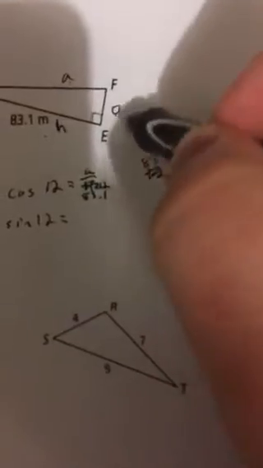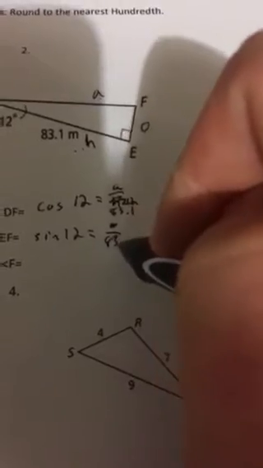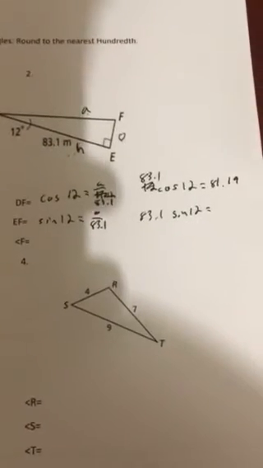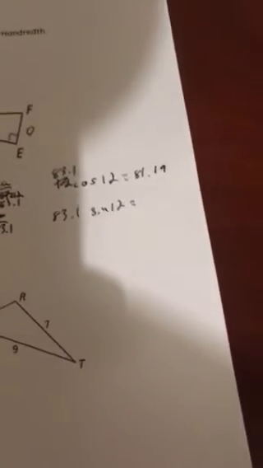So let's look at EF. That is my opposite and my hypotenuse, so we're going sine of 12 equals my opposite, which is FE, over my hypotenuse, which is 83.1. So then 83.1 sine of 12 equals O. Okay, so look at those ratios and how I did them. 83.1 times sine of 12, and we get 17.277, which we're going to round up to 17.278, or 17.28.